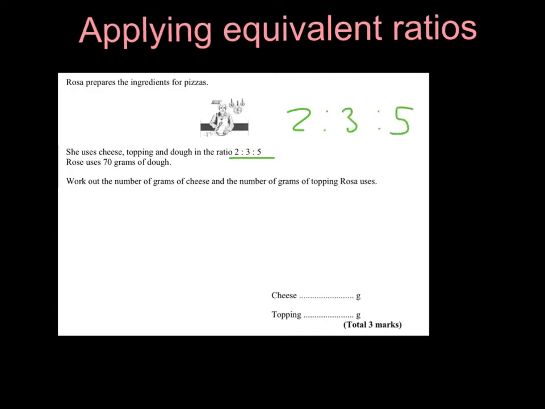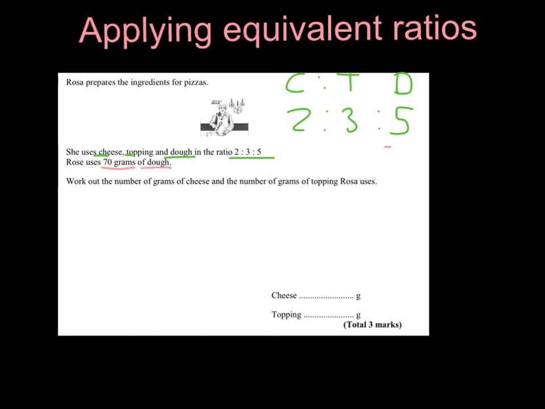And always remember, look for the order. So we've got cheese, so C comes first, then topping, so T for topping, and then D for dough. So that's the order. Cheese, for every 2 cheese, there are 3 topping and then 5 lots of dough. Rosa uses 70 grams of dough, so 70 grams of dough.